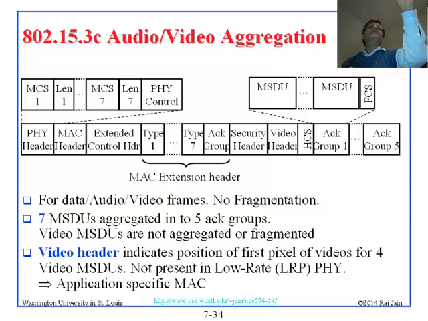So when a video frame comes, you have to say, well, it starts from this pixel and then it goes line by line by line, right? So every video MSDU has a position, and because video is transmitted at high rate PHY, in the low rate PHY you don't do any of this stuff.